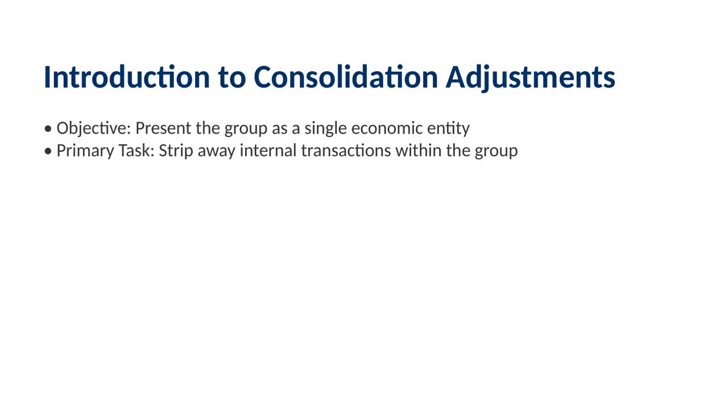Now, let's dive into current period consolidation adjustments. When we are consolidating financial statements, the primary goal is to present the group as a single economic entity. This means we have to strip away any transactions that happen internally within the group.